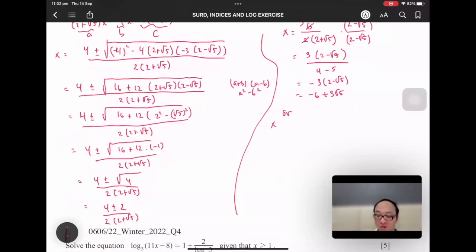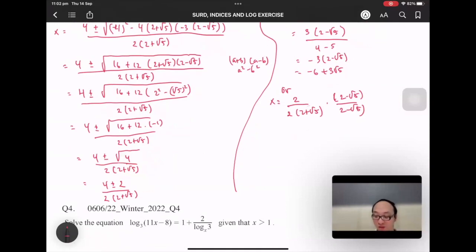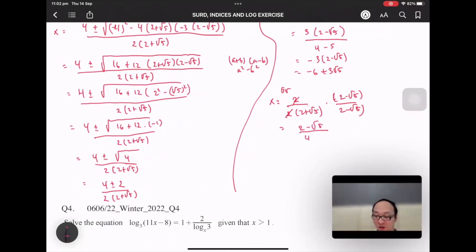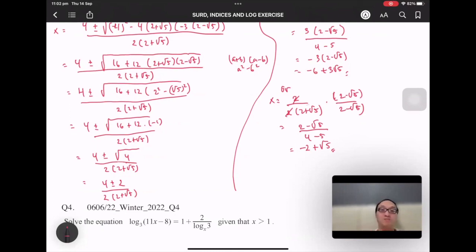Or the other one is x equals 4 minus 2. So this is 2 over 2 times 2 plus root 5, multiplied by the conjugate, 2 minus root 5 over 2 minus root 5. So cancel this. So I have 2 minus root 5 over 4 minus 5. So it's negative 2 plus root 5. So we have two answers.